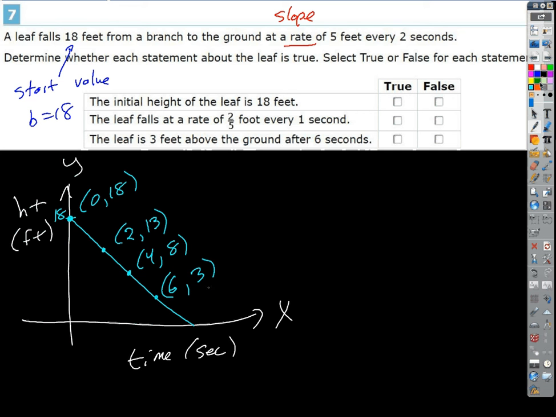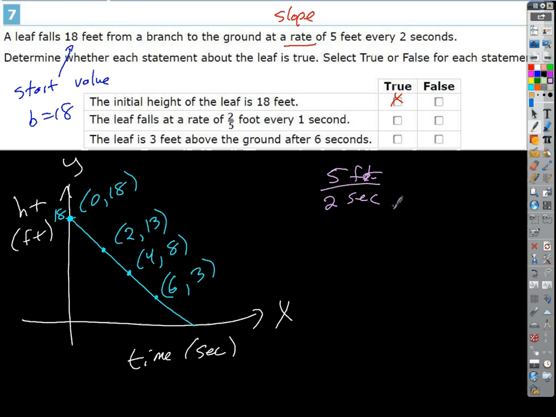Let's see how many of these we can answer. The initial height: is the initial height 18? Yeah, it is. That's true. Does the leaf fall at a rate of 2/5 of a foot every 1 second? It doesn't, does it? Think about this. If it's falling 5 feet in 2 seconds, that's our slope, that's our rate: 5 feet in 2 seconds.